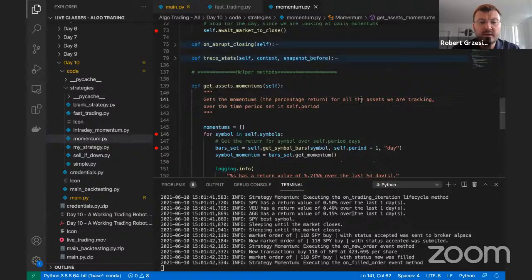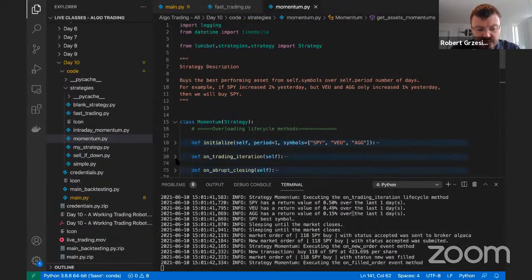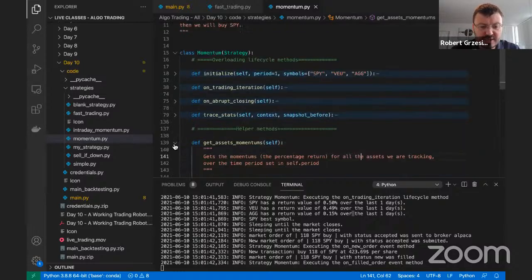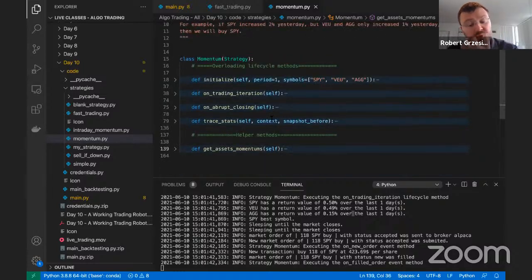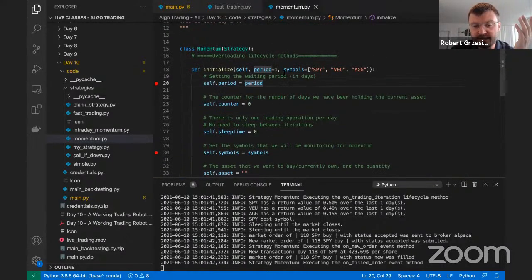Okay. So another strategy I want to show you guys is our momentum strategy. This strategy is very similar to the one that I showed you before. The fast trading takes the top 4 momentums out of a bunch and trades them throughout the day. This one's a little bit simpler. This one looks over several days and says which one has done the best. Actually, you can modify it if you want here. I have it basically set to 1 day. You could change this to 10 days or 20 days, 30 days, whatever you want.